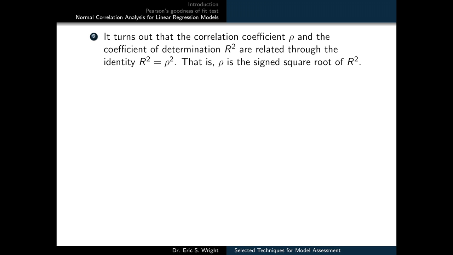And then finally, as rho takes on values close to 0, that's an indication that there isn't much of a linear correlation at all between the x and y coordinates in the data set. The data shouldn't be modeled with a linear model, in other words.